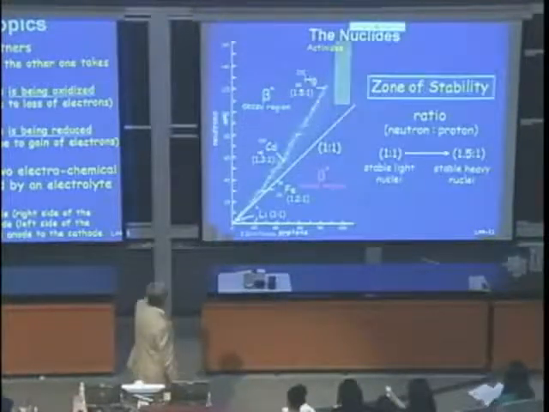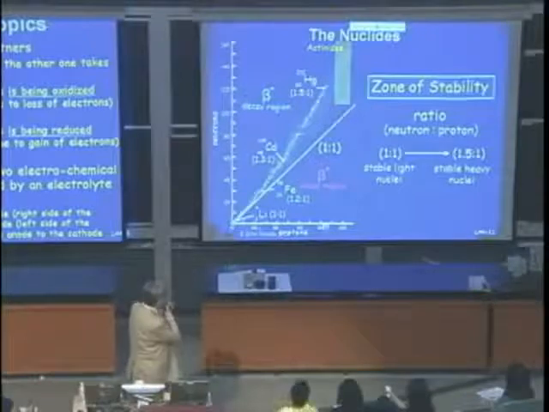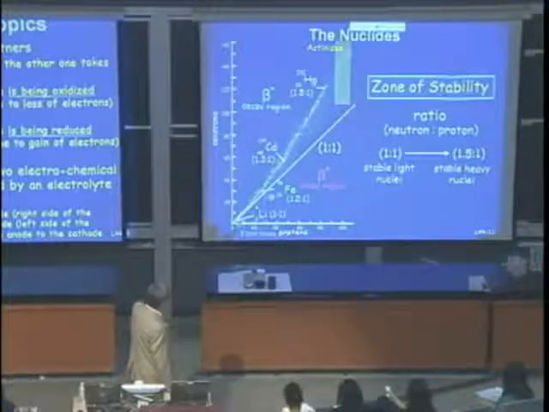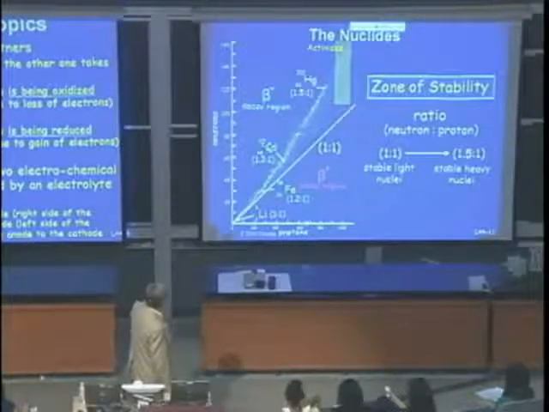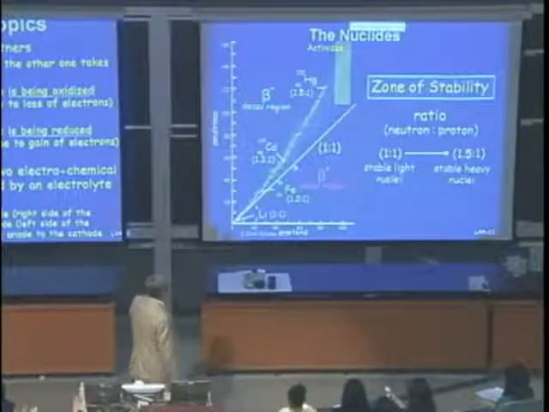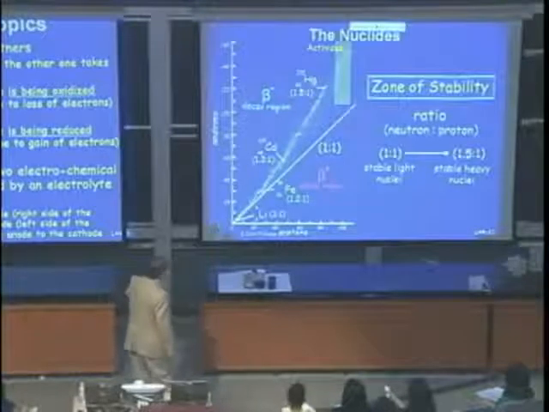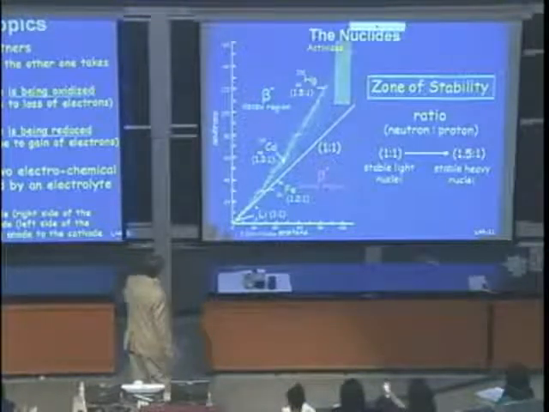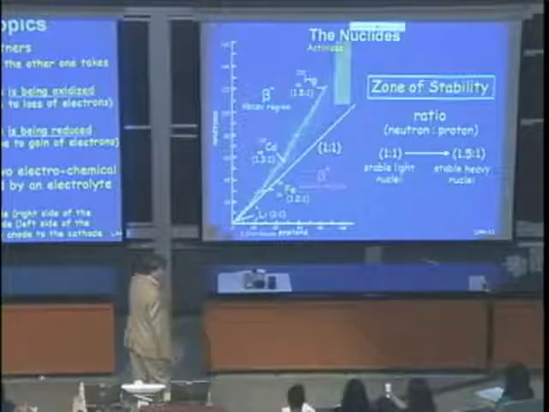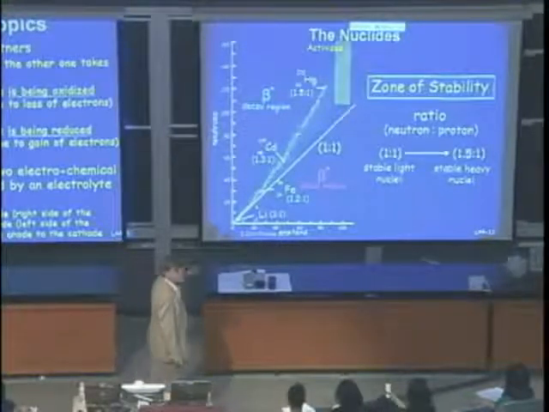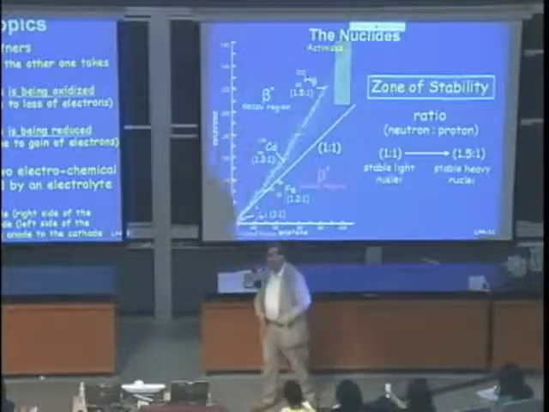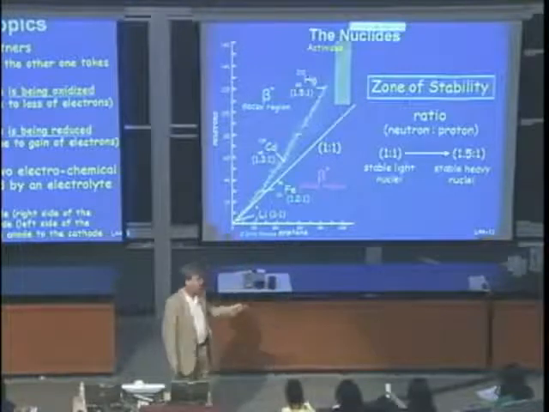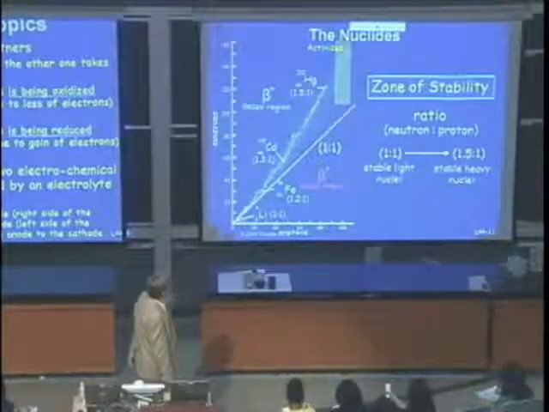Now this is the number of neutrons, this is the number of protons. We see this would be a 1-to-1 ratio. It doesn't happen, okay? But this is the real ratio. All along this line you have stable nuclides. They are stable; there's no radioactive decay. So this is called the valley of stability, the green valley, and that's where they're trying to get.